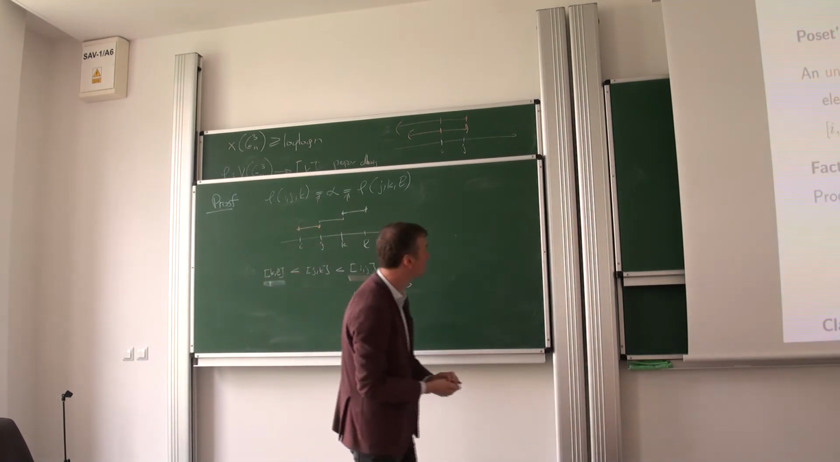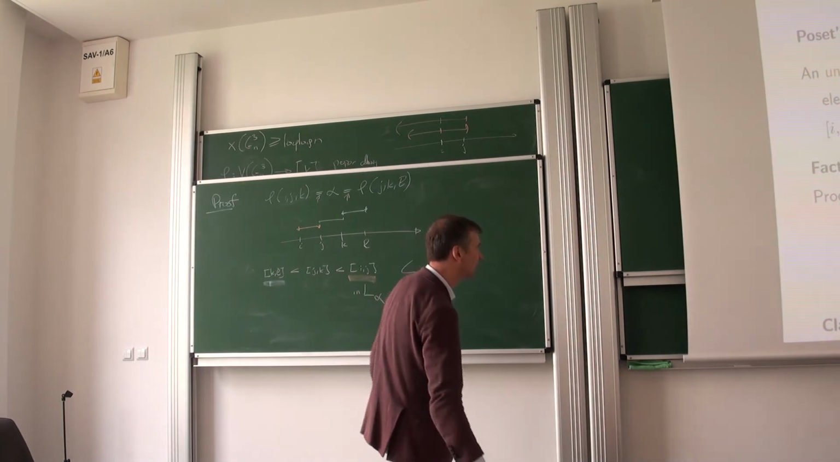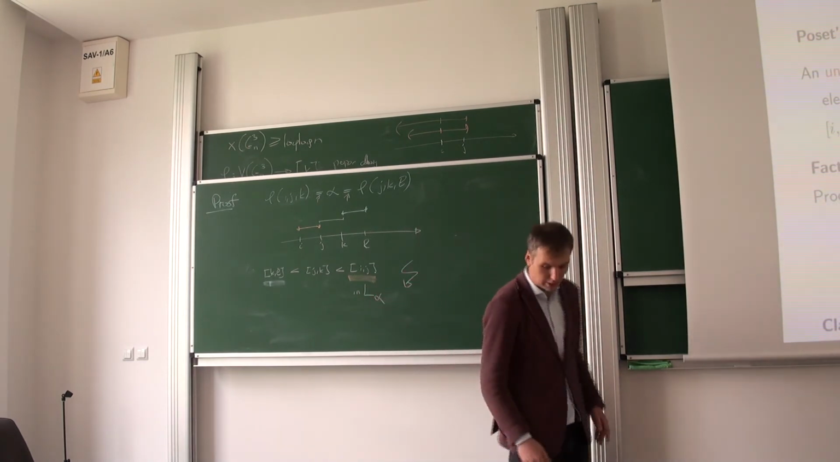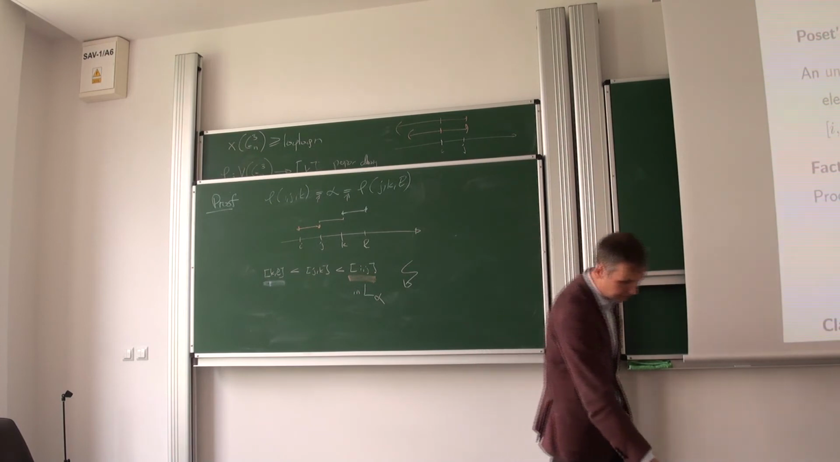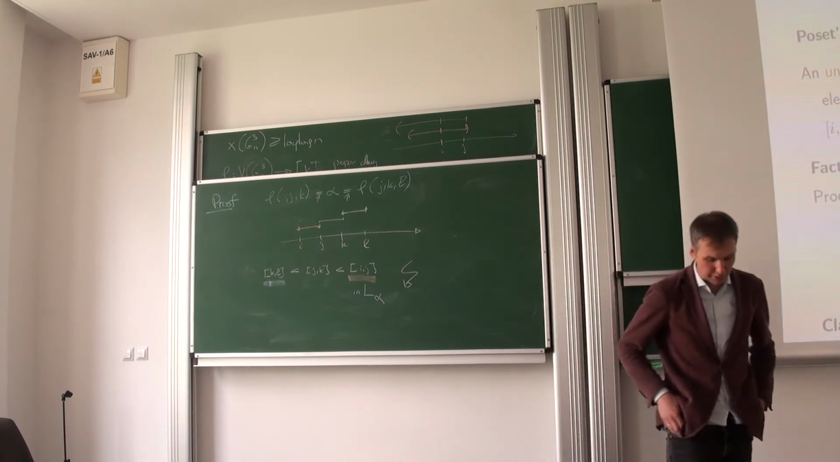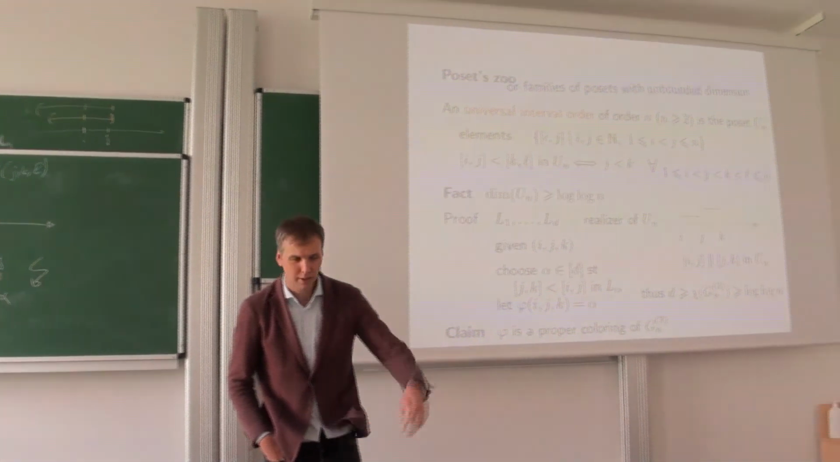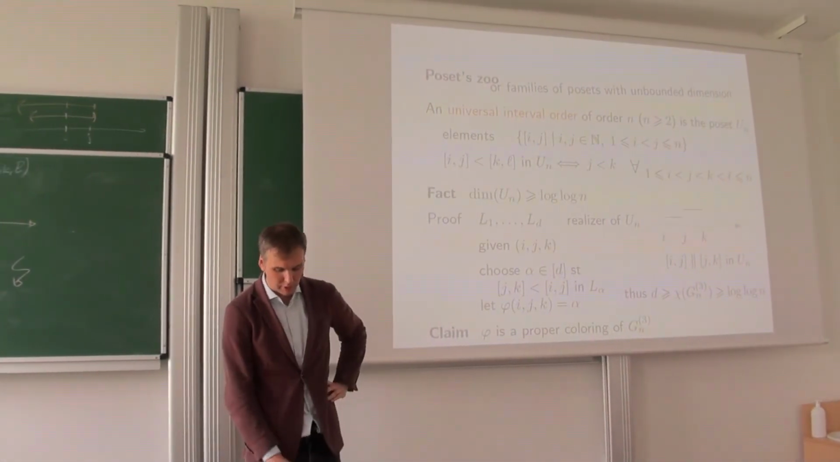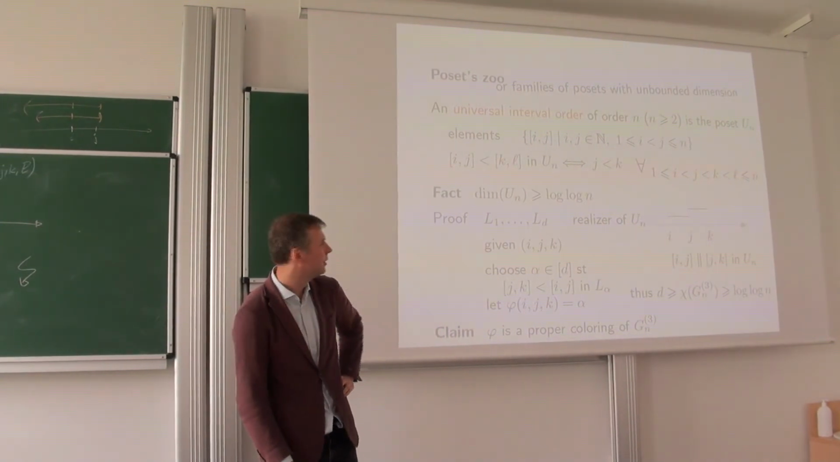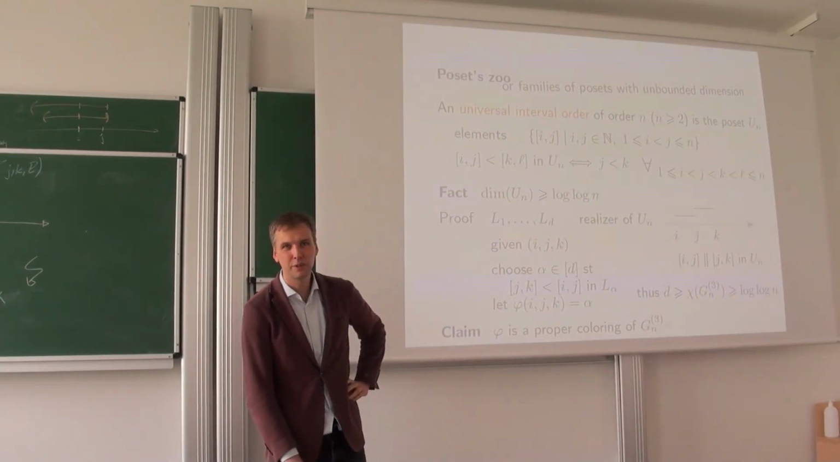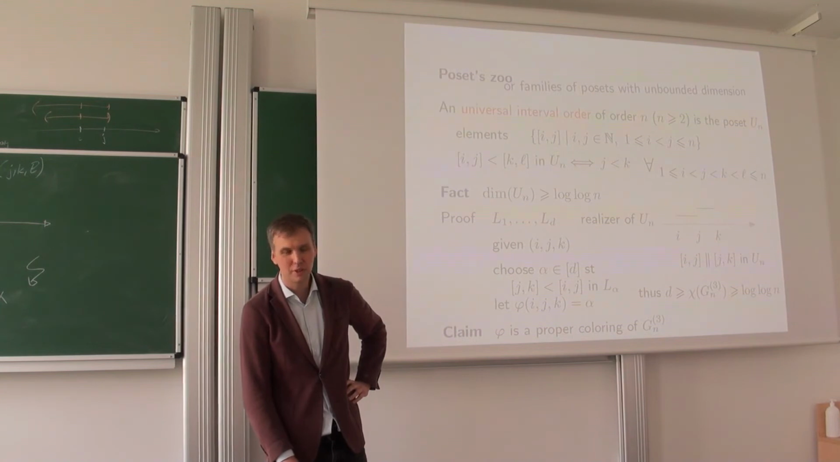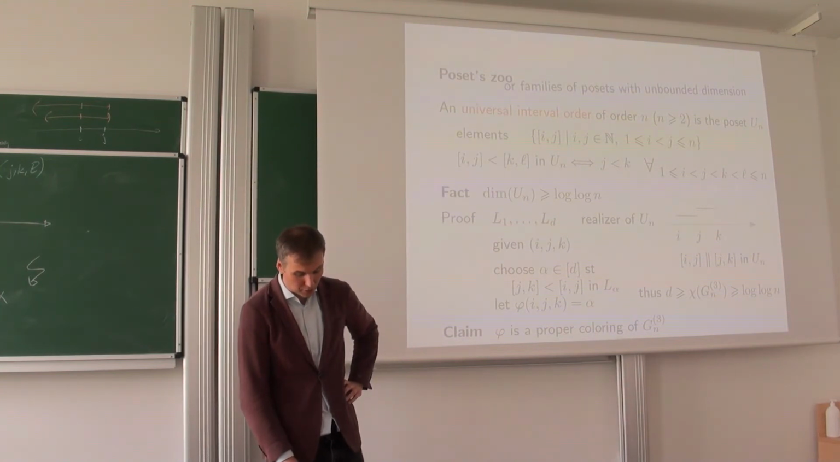And that's a contradiction with the assumption that the coloring is not proper, so it's proper. Since it's proper, we have a bound because we use D colors, where D was the size of our realizer. So indeed, a realizer of this universal interval order has to be large, as claimed. Okay.